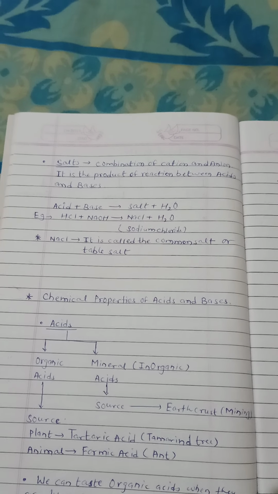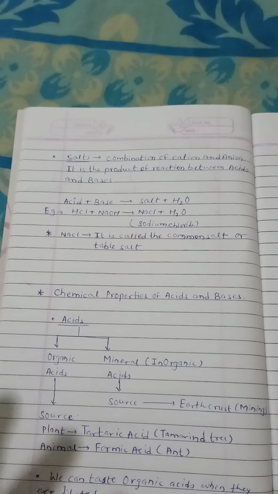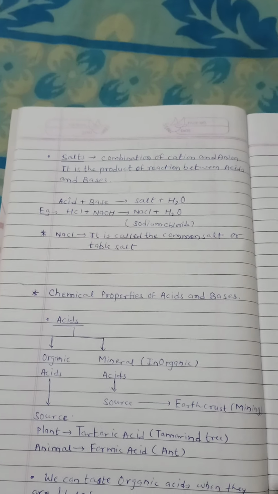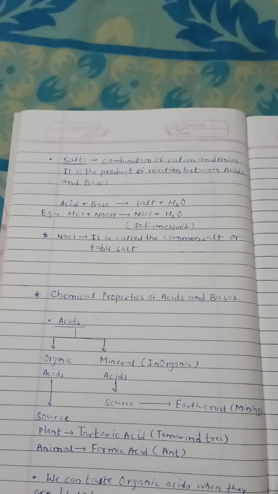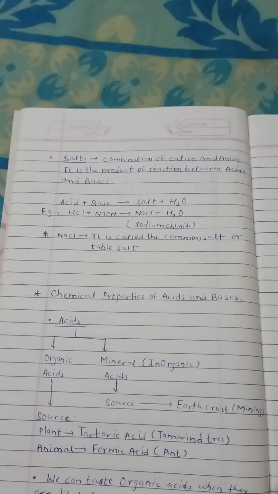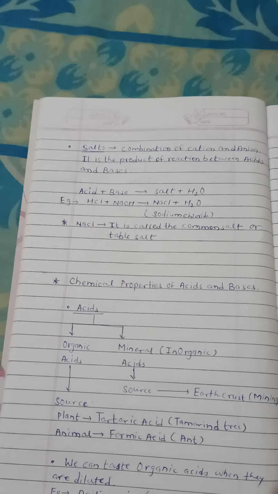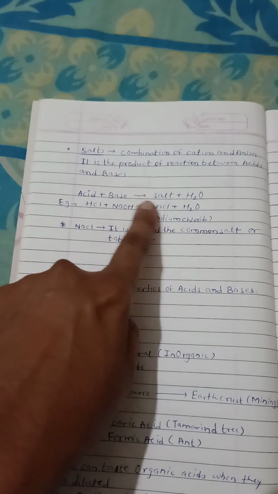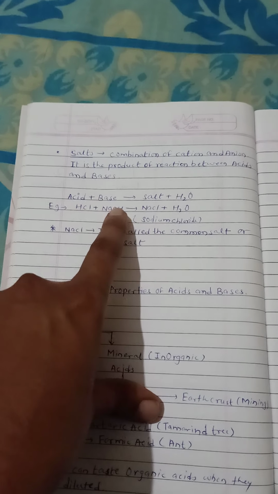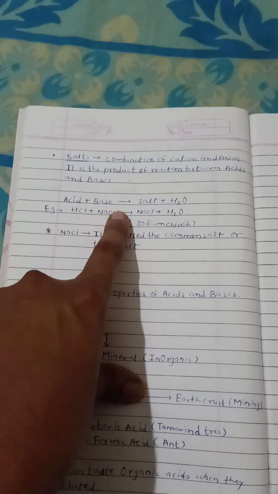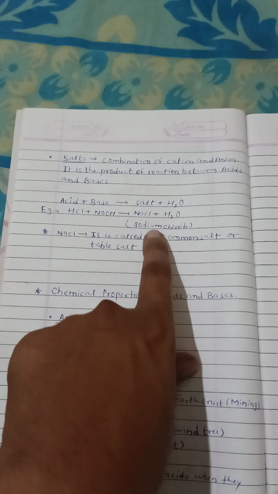A salt is a product of reaction between acids and bases. As you all know, when we react acid with base, it will form salt and water. So here I have written a reaction: acid plus base gives salt and water. Example we have taken: HCl and NaOH. HCl is an acid, NaOH is a base. It will form salt, that is NaCl, plus water.